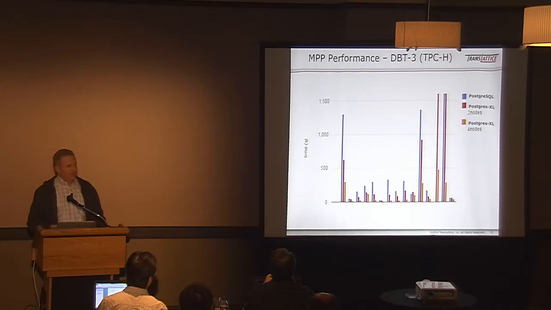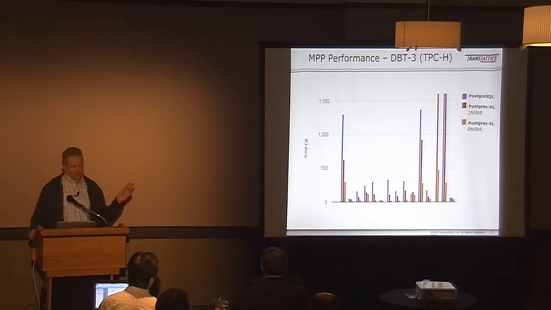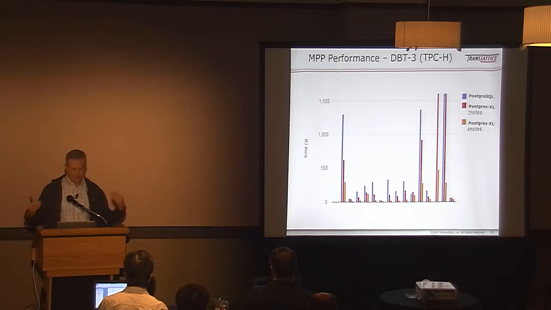And then there's another benchmark out there, DBT3, which is based on TPC-H, more of an old data warehousing benchmark. And we compared native Postgres performance against 2 nodes and 4 nodes of Postgres-XL. And here too, as you have more nodes, your query times are going down because we're able to use query parallelism and get all the nodes working and processing the data in parallel faster.